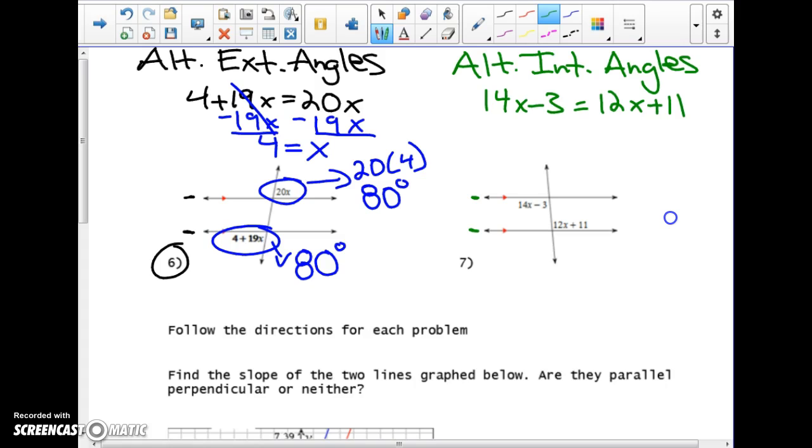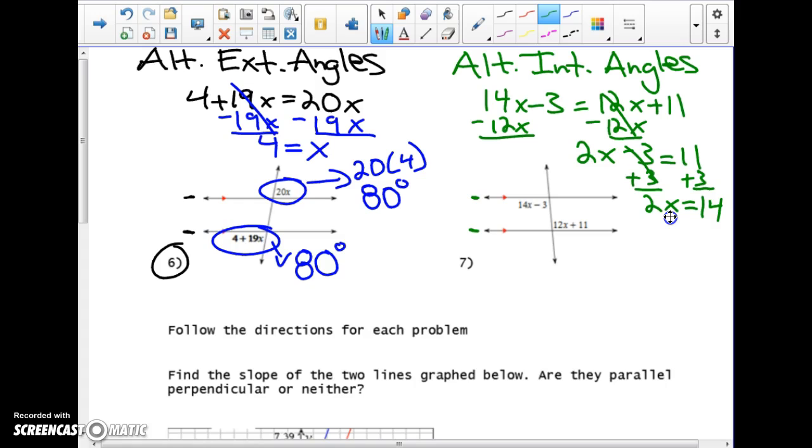Doing some algebra on this, I'm going to subtract 12x from both sides. That leaves me with 2x minus 3 equal 11. Add the 3 to both sides. I get 2x equal 14. And then x equal 7. Okay. Just plug into one of these.